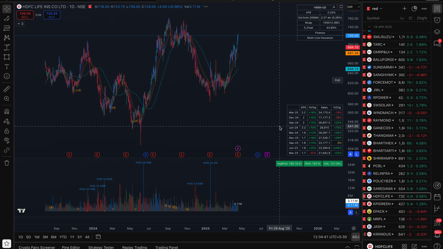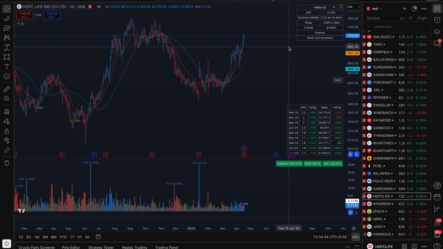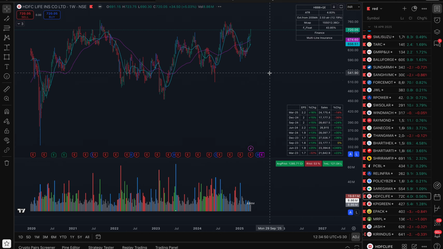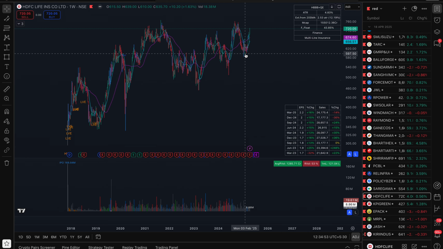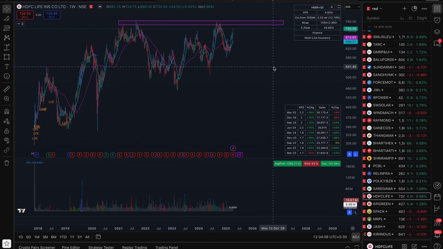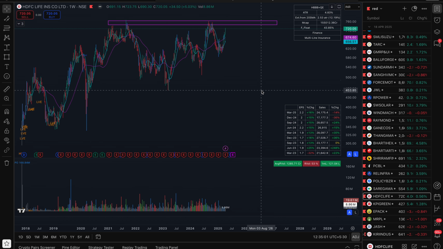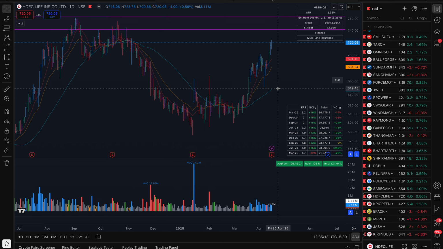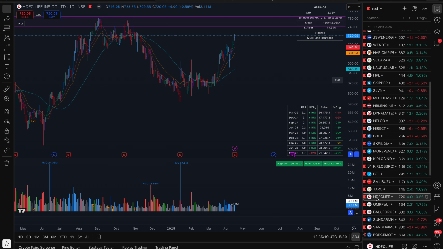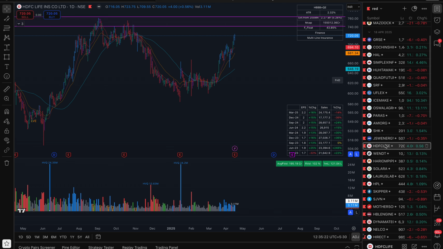HDFC Life, you can look at, this is a very nice base now, trying to go to the O'Neill pivot, and also from a longer time, in a higher time frame, this is an extremely bigger base. Like this is extremely good. This is almost in the same category as your Bajaj Finance, your Airtel, and it's also a smaller market cap. Okay, so yeah, this is something which I really like. Although it's not entirely set up actionably right now, this is the name I would like to keep near.